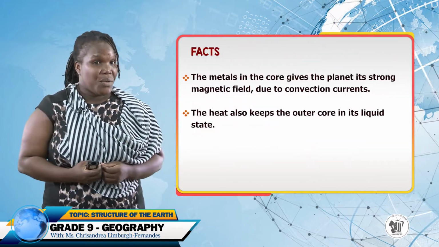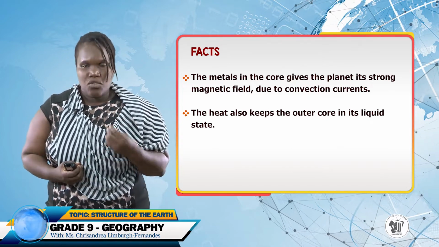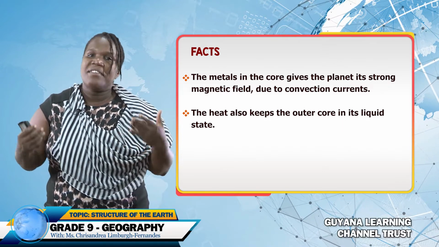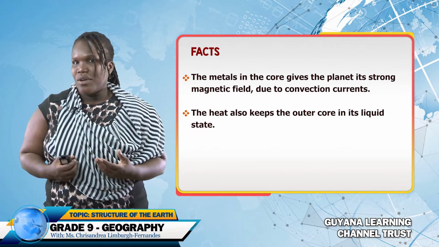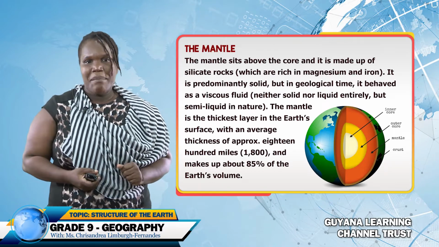This cycle continues, and this is what is called convection currents. This is a fact you should note. The metals in the core give the planet its strong magnetic field. And again, it is due to the convection currents. The heat also keeps the outer core in its liquid state. Now let's talk about the mantle.